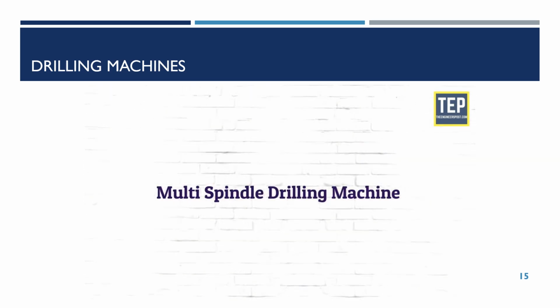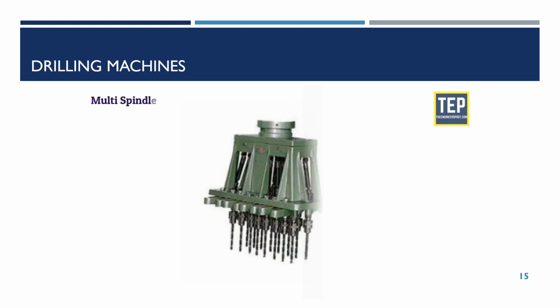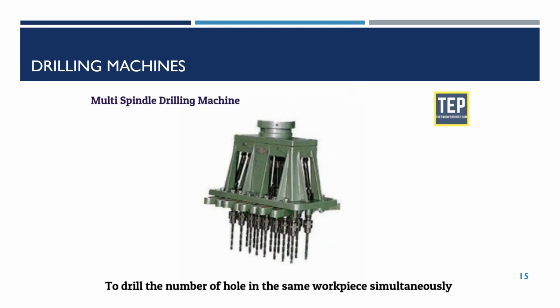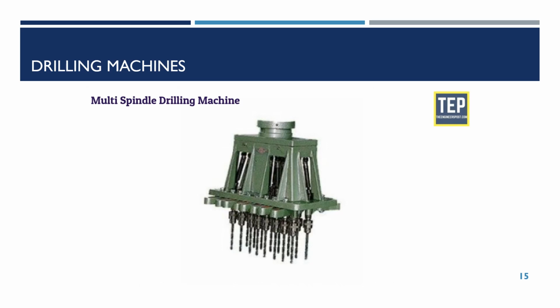Multi-spindle drilling machine. Multi-spindle is used to drill a number of holes in the same workpiece simultaneously, and to reproduce the same work in a number of similar jobs. All the spindles are driven by a single motor and fed continuously. During the feeding, the table with the workpiece is raised or lowered and the drill head position is not varied.